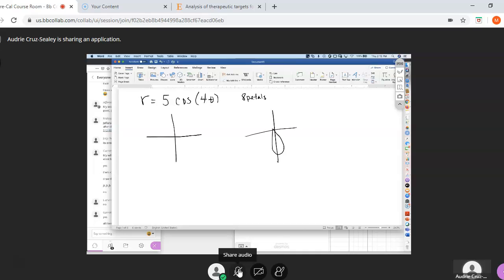Cool? So those are rose curves. Okay, so we did that one. Page 109 is the last graph. We're going to do circles and limaçons. Do y'all see them?